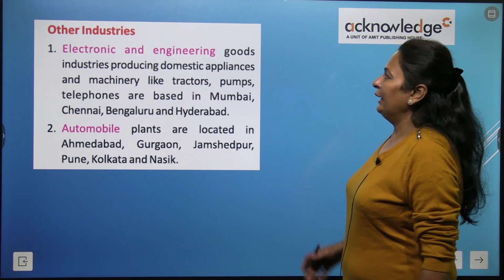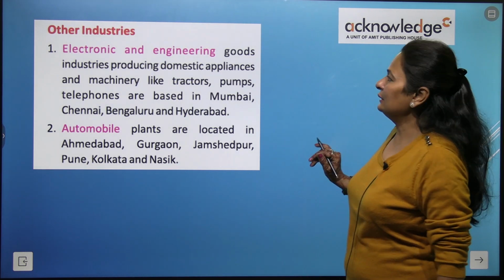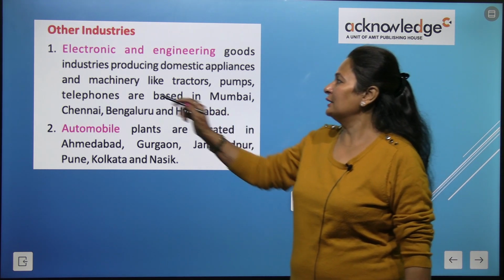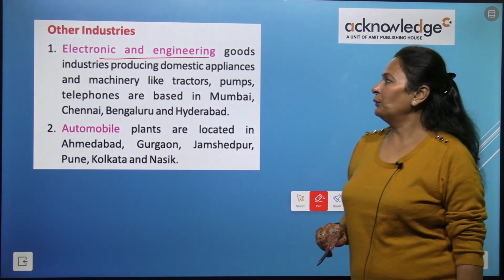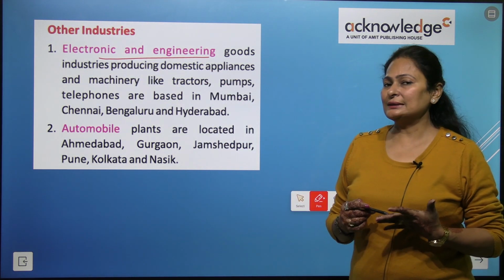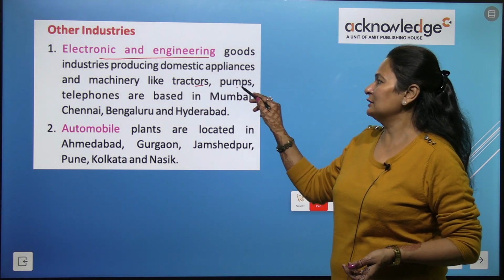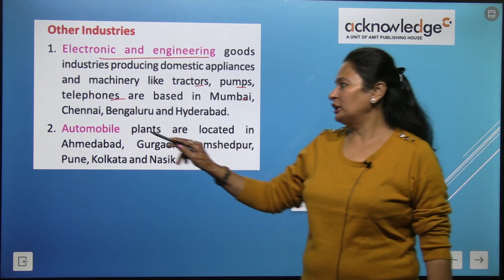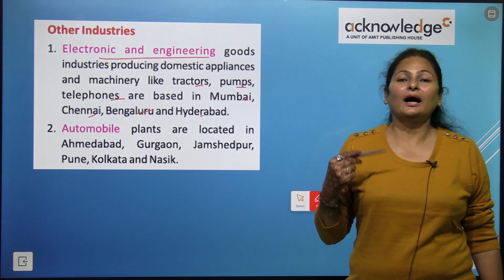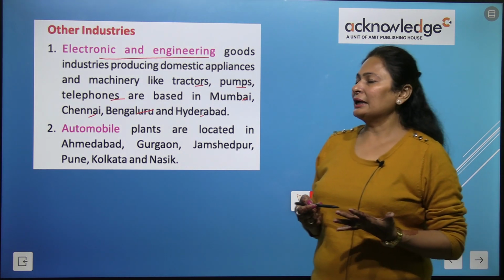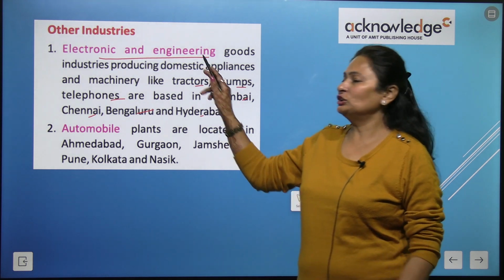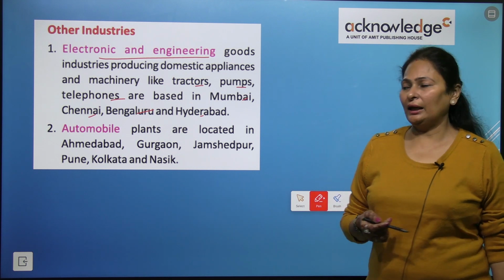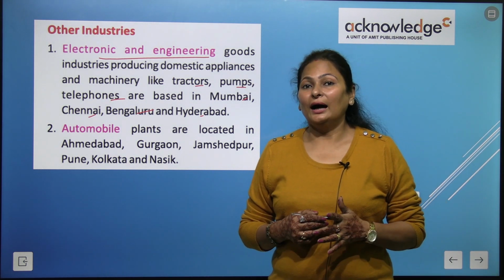Alright, now next is other industries. Other industries like electronic and engineering goods industries, right? These producing domestic appliances and machineries like tractors, pumps, telephones are based in Mumbai, Chennai, Bengaluru and Hyderabad. So, these kinds of electric and engineering related goods are being produced in Mumbai, Chennai, Bengaluru and Hyderabad, right?